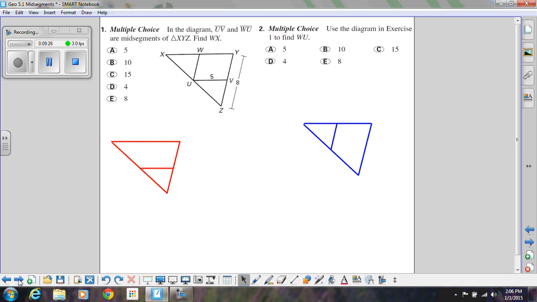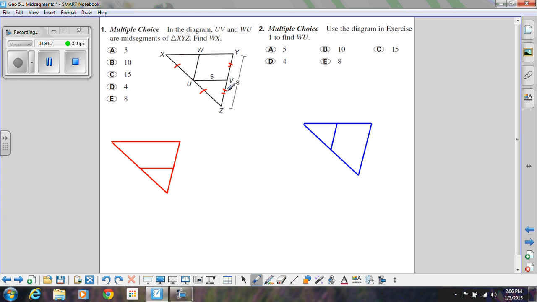Let's do some more. So let's look at these. Both of these multiple choice problems have to deal with this diagram. So in this diagram, we have U, V, and W, and UV is a mid-segment. So I'm going to mark those. So UV is a mid-segment. That means that U is a midpoint, and then V is also a midpoint.